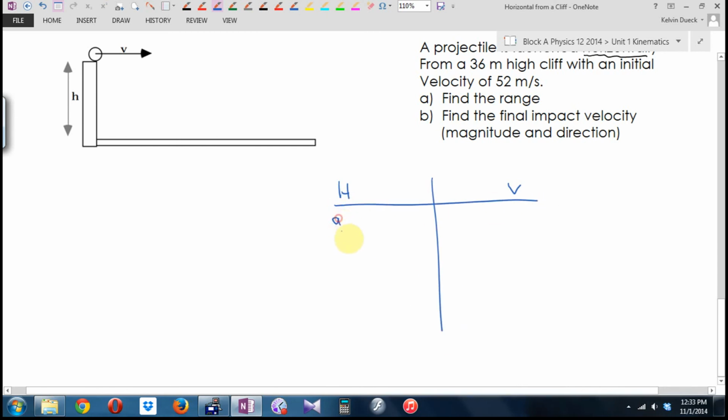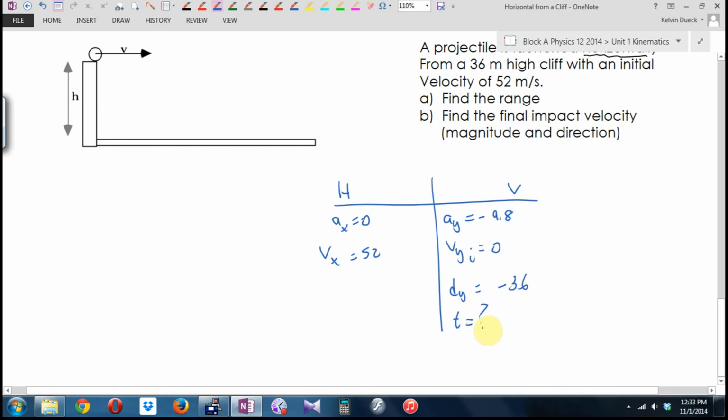I know aX is 0. I know aY is negative 9.8. I know vX is 52. I know vY initial is 0. I know dY is negative 36. I can find t.